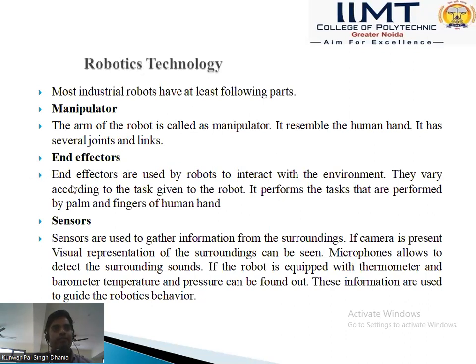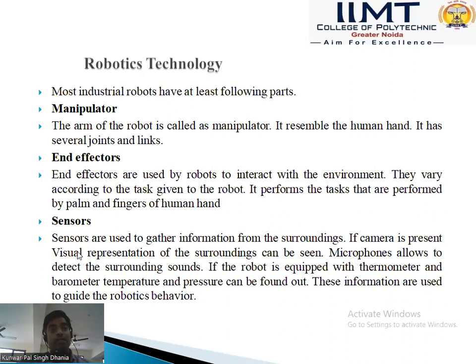End effector. End effectors are used by the robot to interact with the environment. End effector means at the end of the arm we attach the end effector. They vary according to the task given to the robot. It depends on the task, which kind of work we have to do. According to this, end effectors are selected. They perform the tasks that are performed by the palm, fingers, and human hand.